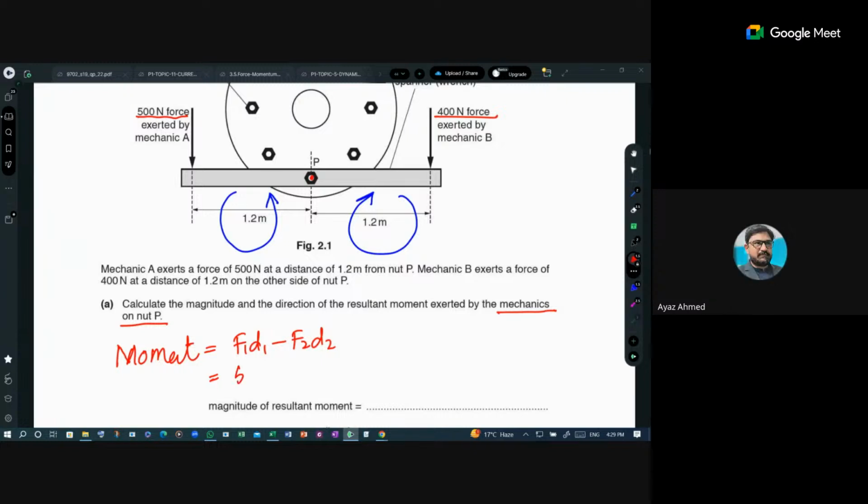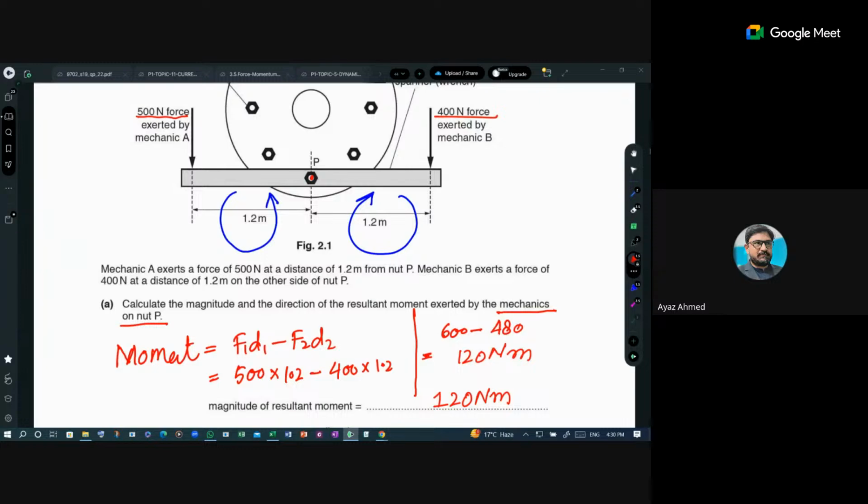Okay, so F1 is 500 Newton, the force of mechanic A, applied at 1.2 meter, and F2 is 400 Newton, also at 1.2 meter. So what will be the resultant answer? 600 minus 480, that is 120. So it is 120 Newton meter. So the resultant moment is 120 Newton meter.